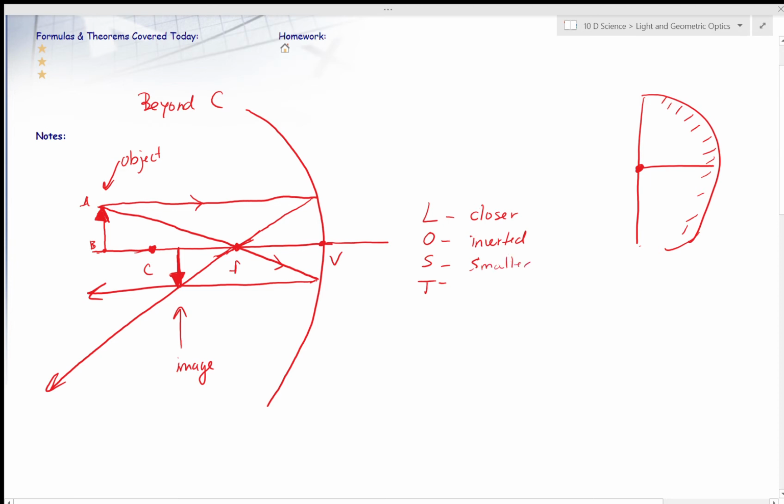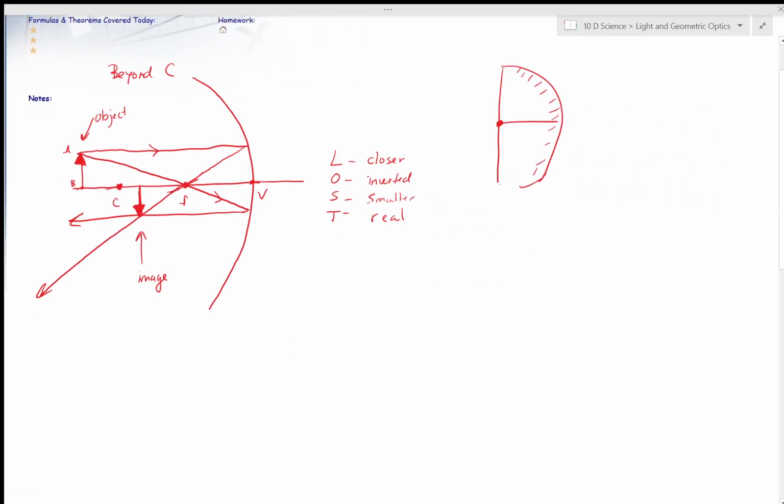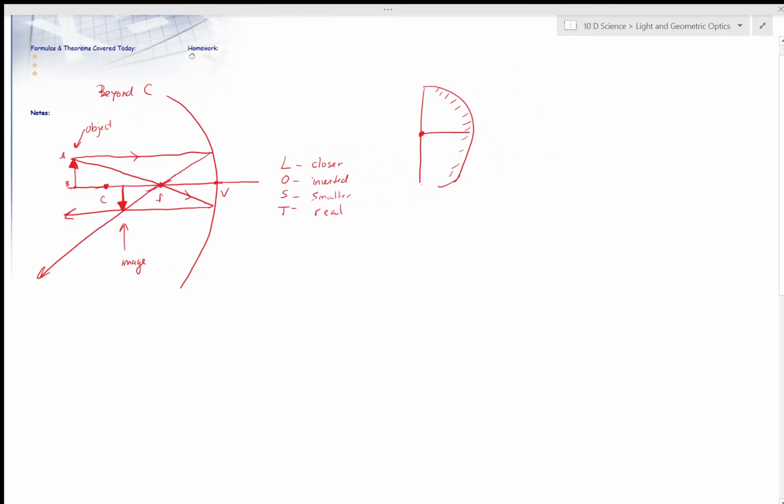And then in terms of whether the diagram produces a real or a virtual image, these are actual light rays converging together to produce this image. And so we have a real image here. So that's what happens when our object is placed beyond C.